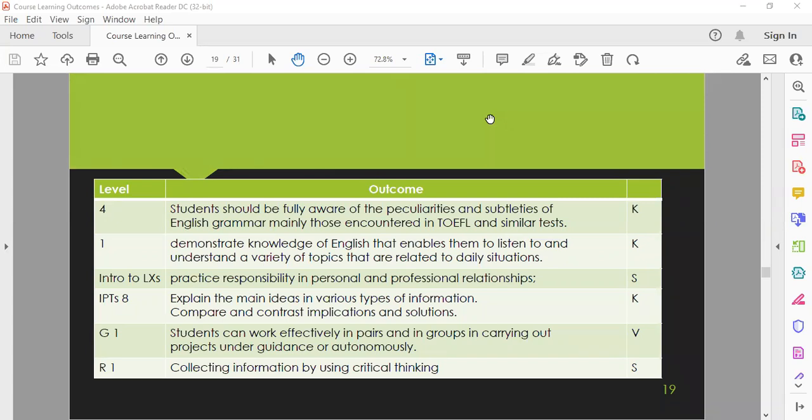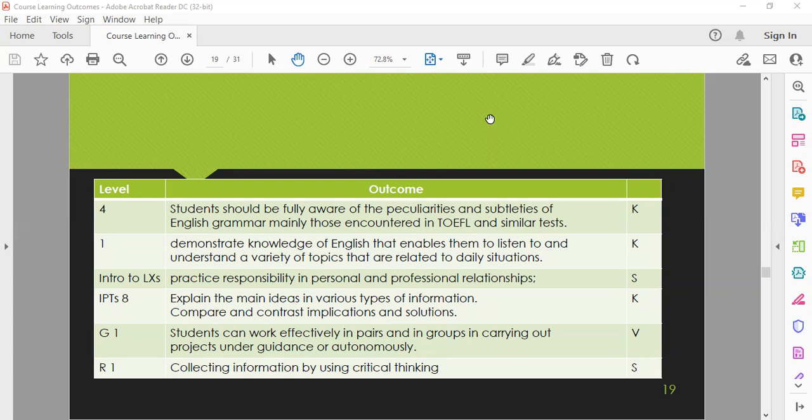Doctor, I just want to comment on the one before, the listening one. Yes, please. Demonstrate. But Doctor, I think this verb is also an action verb, right? It is, so it's measurable. So can we keep it as it is? No, I'm just asking, Doctor. Yes, we can keep it.